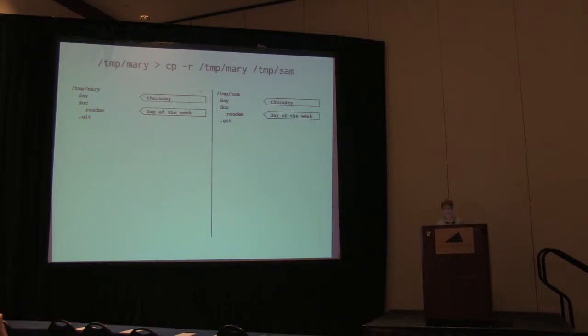So I copied Mary to a new directory Sam. Now this is nothing to do with Git, absolutely nothing to do with Git. I've just copied a directory, there's nothing to panic about here. On the left we've got Mary, where it's Thursday, and on the right we've got Sam, it's also Thursday. And note that it's also copied the Git directory, of course. So this is one of the super, super cool things about Git, is that you can just take a repo and copy it to somewhere else, and bam, everything just works.